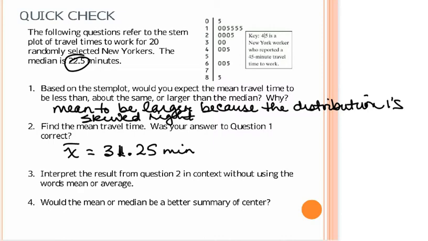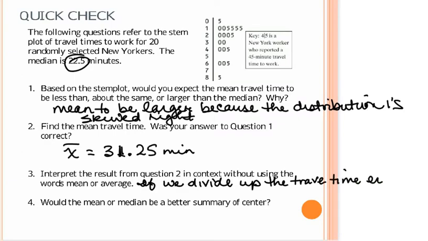Now we want to interpret the result from question 2 in context without using the word mean or average. So how about this? If we divide up the travel time evenly among 20 people, each would have a 31.25 minute drive.